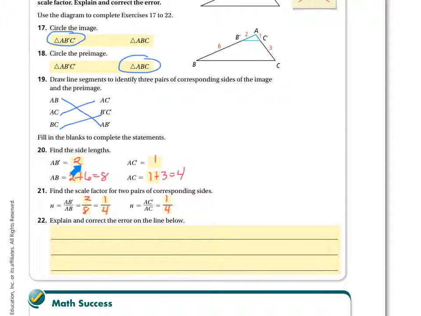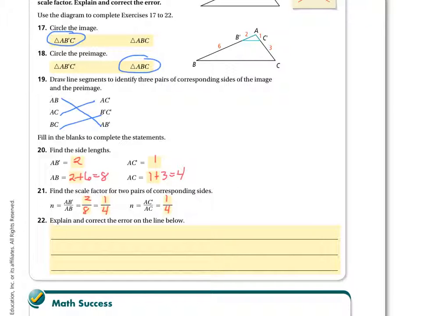Then find your side lengths. The side length from A to B prime, so that's pretty simple, just 2. But here's where the student made an error, right? The side length from A to B is not 6, isn't it 2 plus 6 to get that 8? And then the side length for AC, that's easy, that's 1. But the side length from A to C prime, the side length from A to C is your 1 plus 3, which is 4.